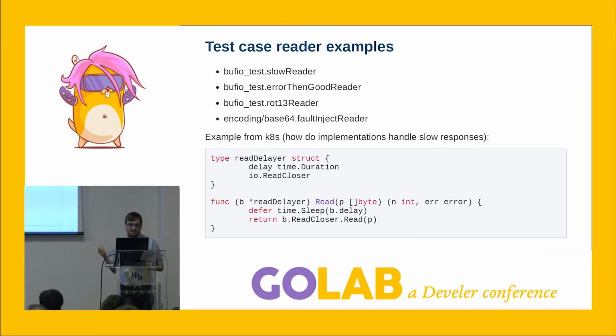There are more test cases in the standard library. bufio's test package has something similar, like slow reader, error then good reader. So you can simulate some failures which then recover from themselves. Fault inject reader. Here's an example from Kubernetes, which is a read delayer, which just delays a read. And I think one example is using 30 seconds. So what happens to your component when the other component takes 31 seconds to respond? Because 30 seconds is a typical timeout for network connections, and how you handle these cases.